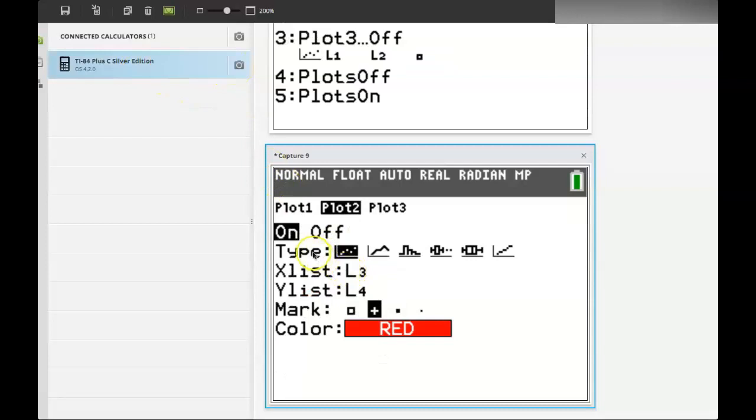So same process. I should have that on. So choosing that one. And then here for X, now I have L3, and for Y I have L4. You may have L1, L2, so change these two. And also I'm choosing this positive sign for female group and color red.